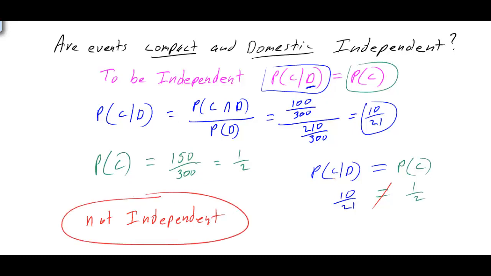So if you think about this, that means that the probability of a compact, given that it is domestic, does have an effect on this probability of compact. If it doesn't, then that means these two probabilities would have to be equal, and therefore they would be independent. Because they're not equal, that means being domestic does affect the probability of being compact.